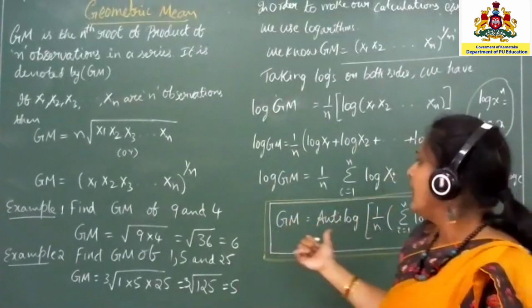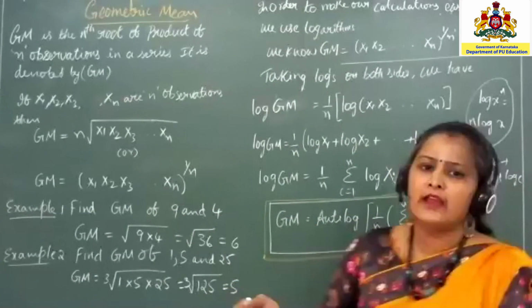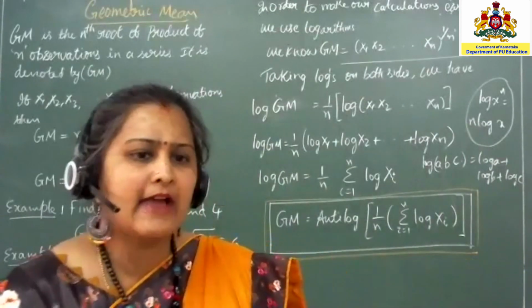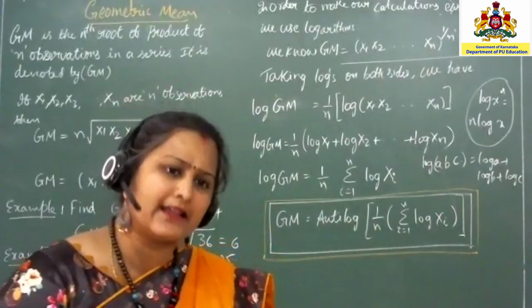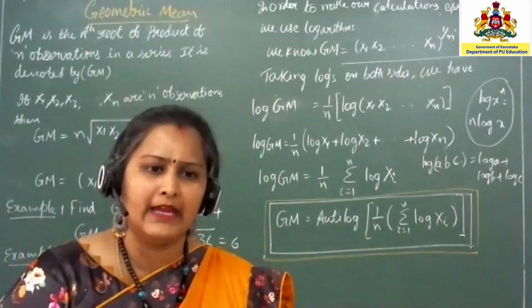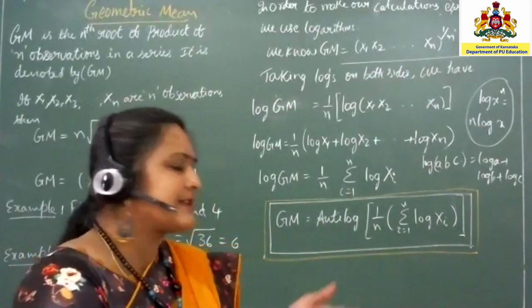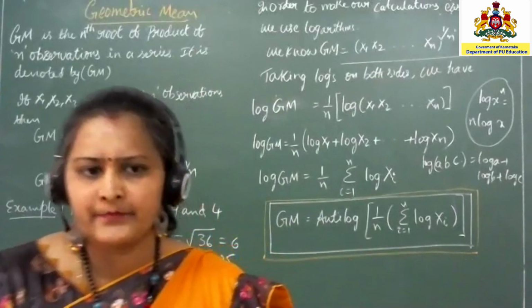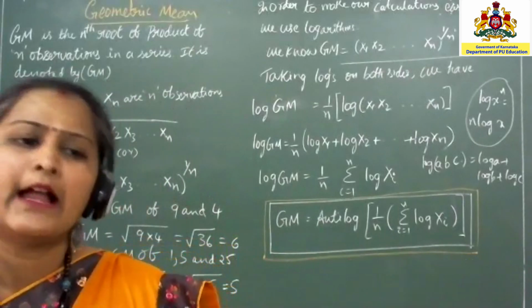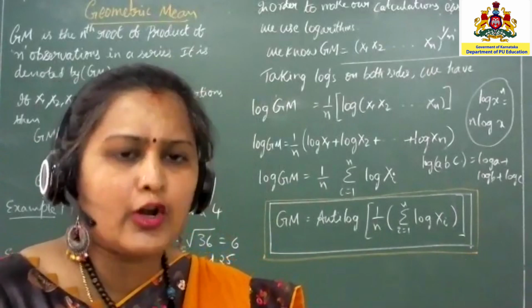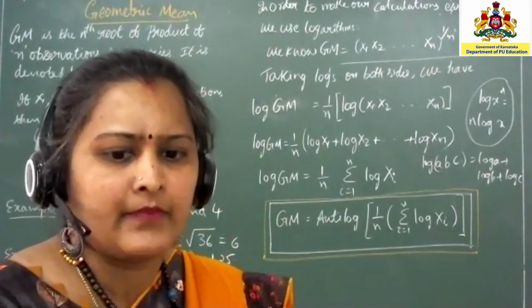We will be discussing the geometric mean for all the types of series. We have 3 types of series. When we found the arithmetic mean, we saw that there are many series: individual series, discrete series, and continuous series. We will find the geometric mean for all the types of series.